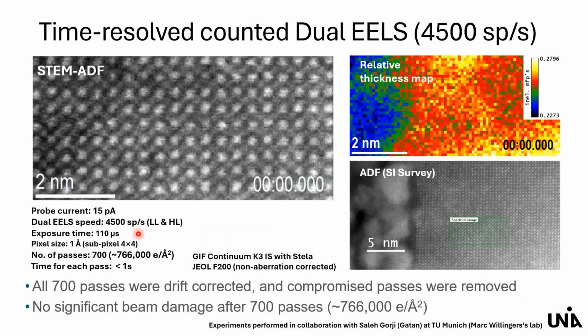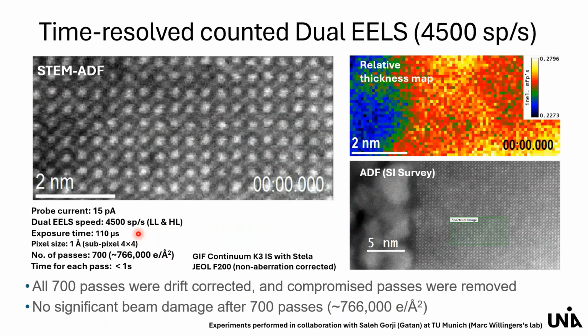The other thing is that here we have used subpixel scanning, and that means instead of the beam staying at the center of this 1 angstrom pixel, it's divided. In this case, we have chosen 4 by 4, so you have 16 pixels. Then you can divide by 16, and it gives you around, I think, 13 microsecond subpixel dwell time.